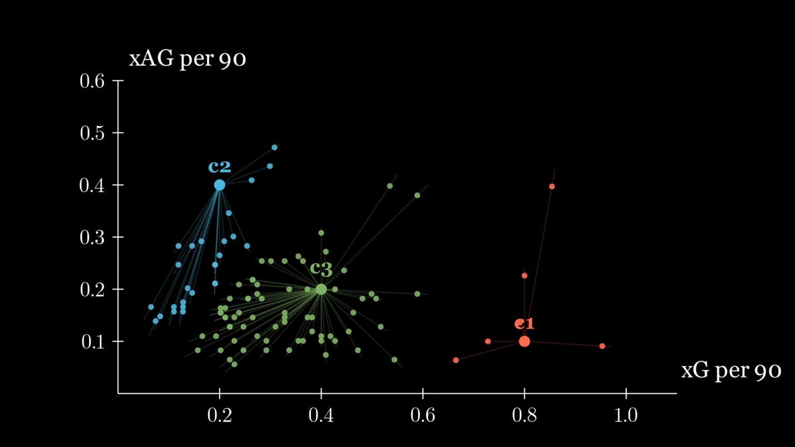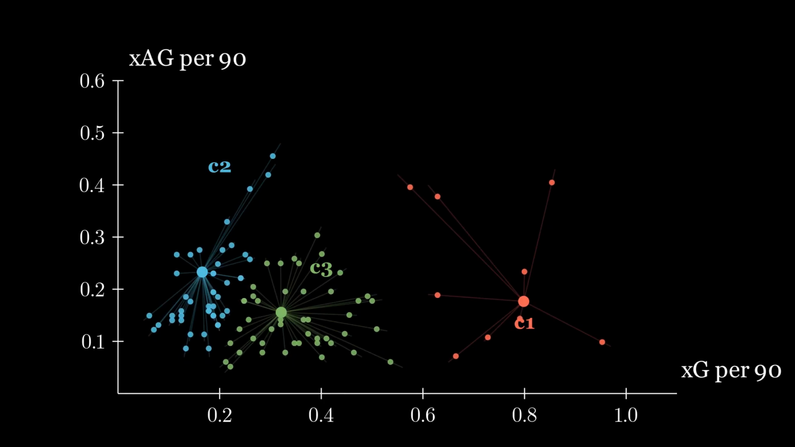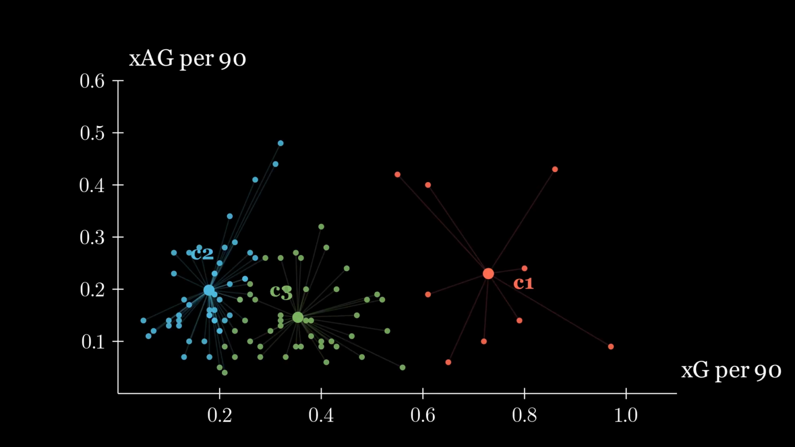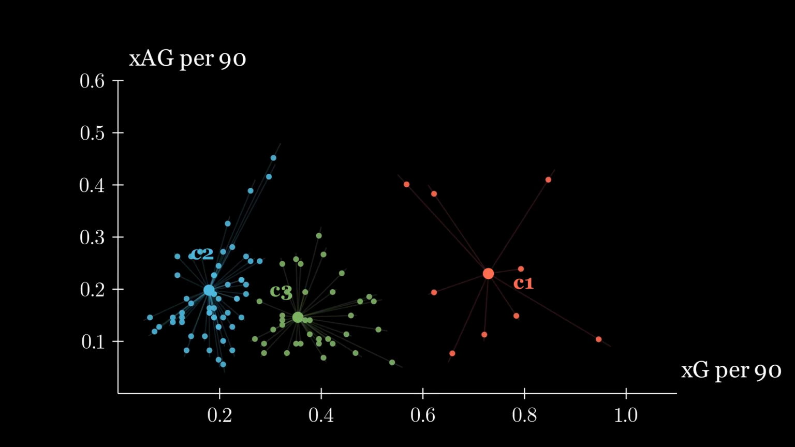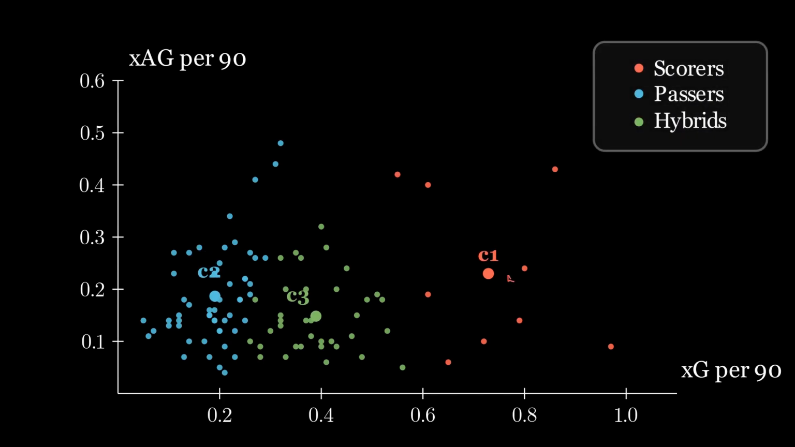So, after the first assignment, we update the centroids. Each centroid moves to the average position of the players currently assigned to it. With the centroids updated, we repeat the process. Players check again which centroid they're closest to, clusters update, and the centroids move again. This loop continues until nothing changes, when players stop switching clusters. At that point, the algorithm has converged. We're left with stable groups of players who are genuinely similar based on the data we gave it.